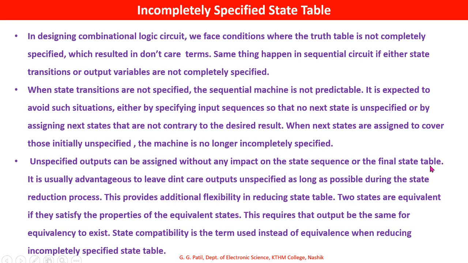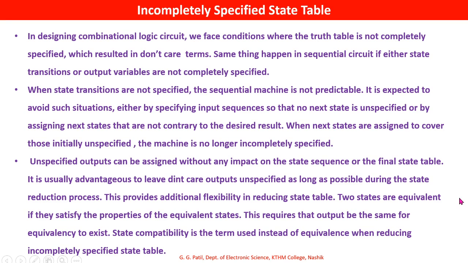If the outputs are unspecified, they are to be specified in such a way that there will be no impact on the state sequence of the final state machine, and that must be taken care of. It is always advantageous to leave don't care outputs unspecified as long as possible during the state reduction process. This provides additional flexibility in reducing the state table.